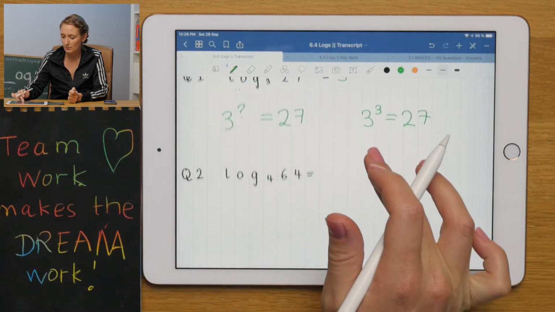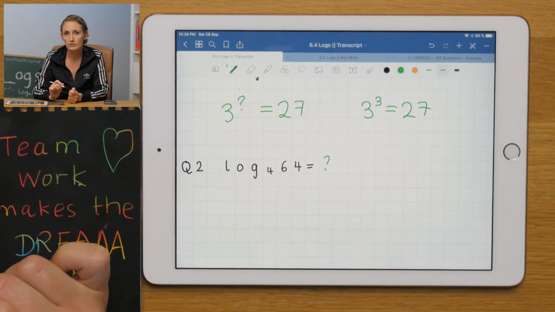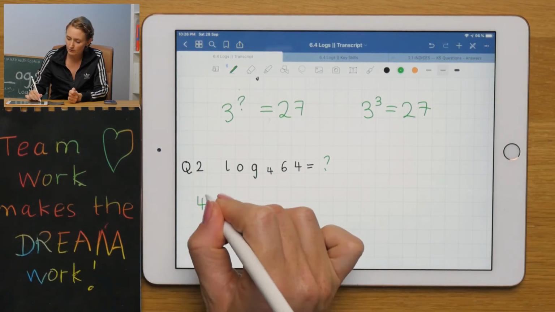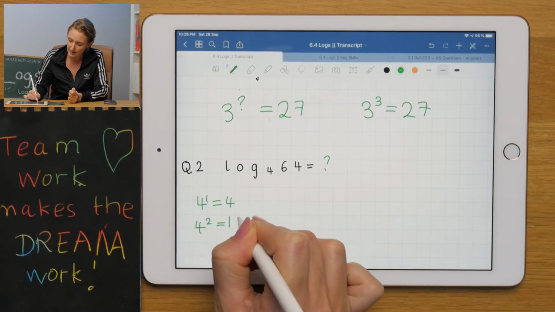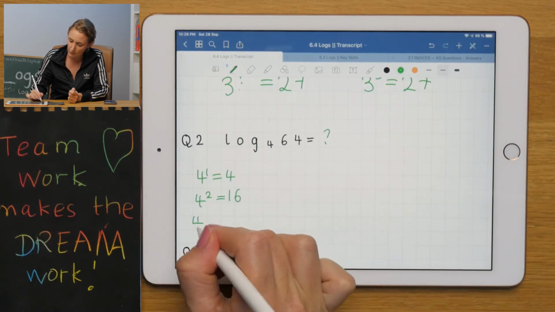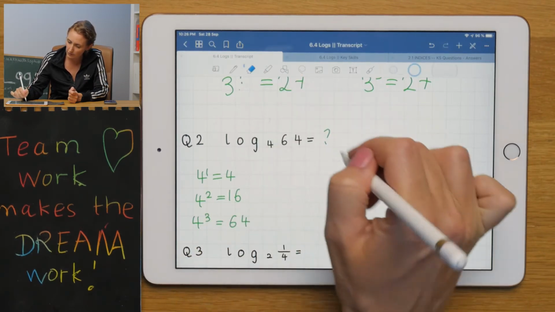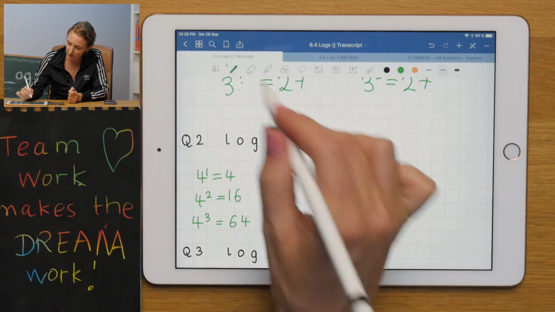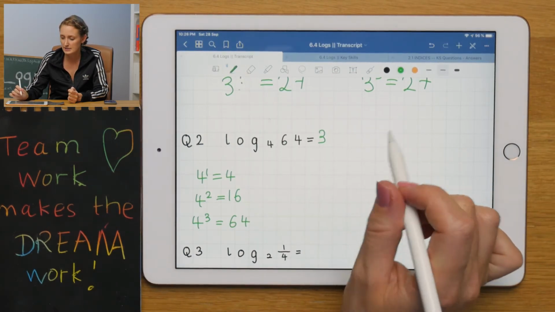Let's try another example here. 4 to the power of what is 64? So we know that 4 to the power 1 is 4, 4 to the power 2 is 16, and 4 to the power 3 is going to be 64. So we can put in here a 3. The third power of 4 is 64.